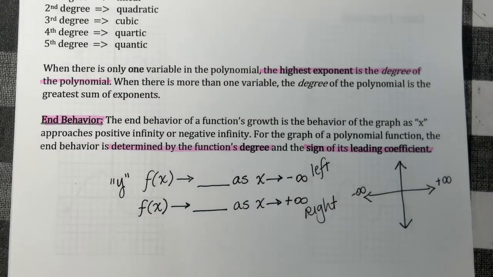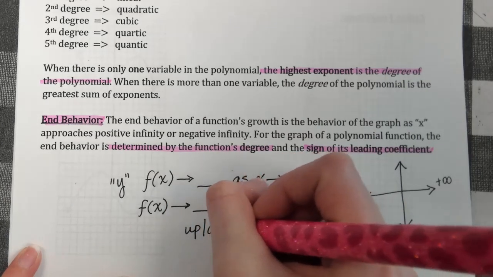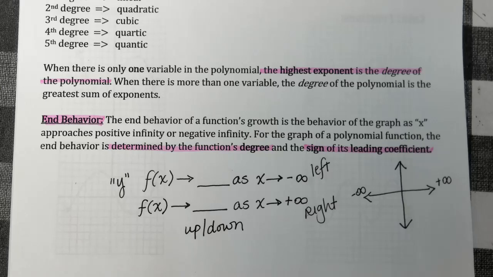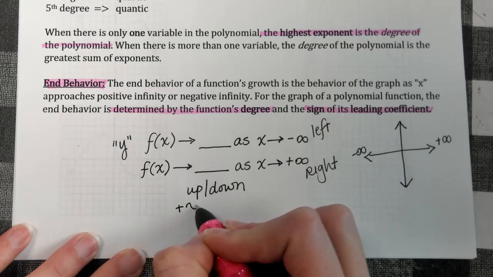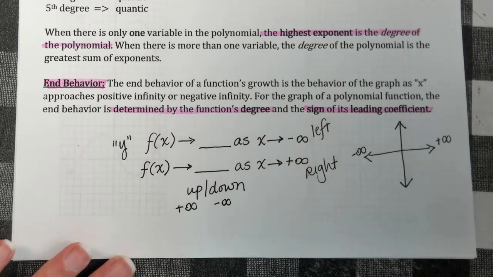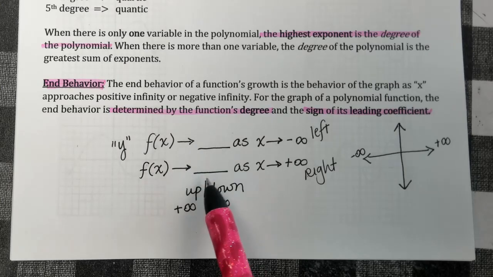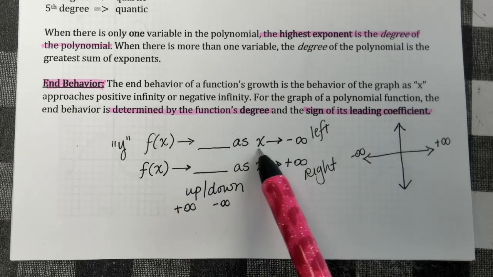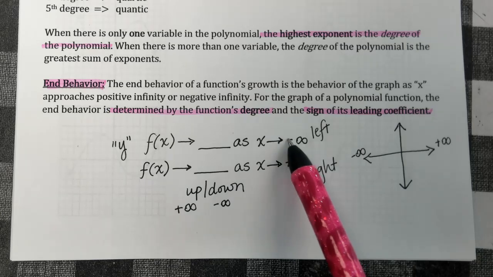What direction options do I have for y? If x is left or right, y is up or down. So you're telling me the function is either going up or it's going down on the left and the right side of my graph. Okay, now up would be positive infinity and down would be negative infinity. Okay, the reason I put a blank here is because that positive and negative infinity is the only thing that's going to change each problem. Everything else is going to be as x approaches negative infinity and as x approaches positive infinity, because that's your left and that's your right.